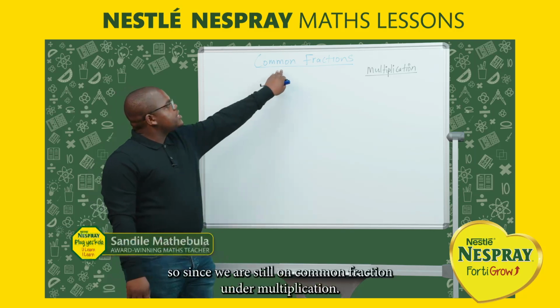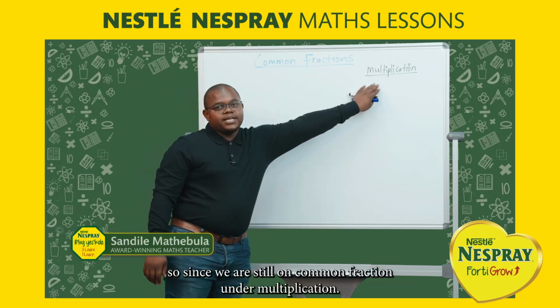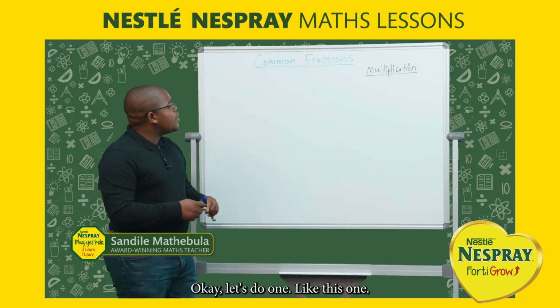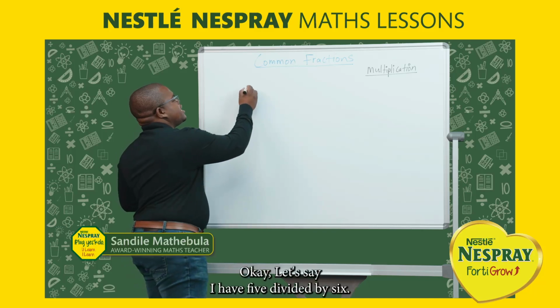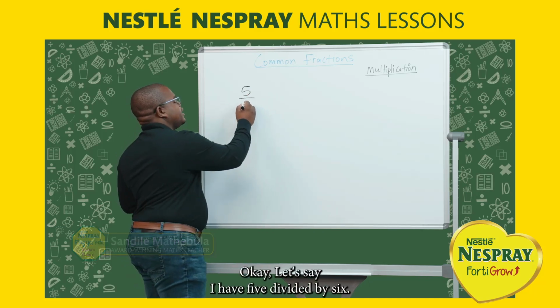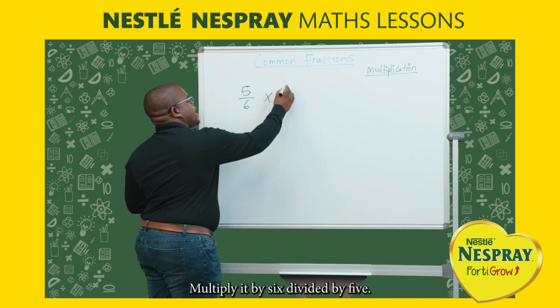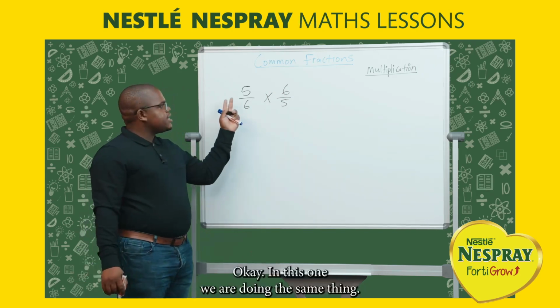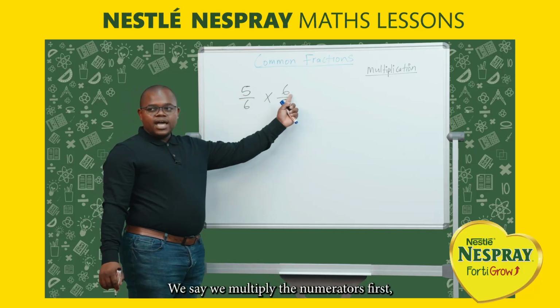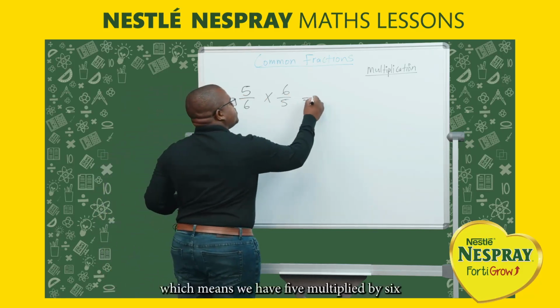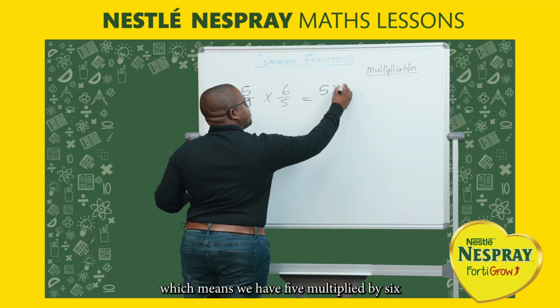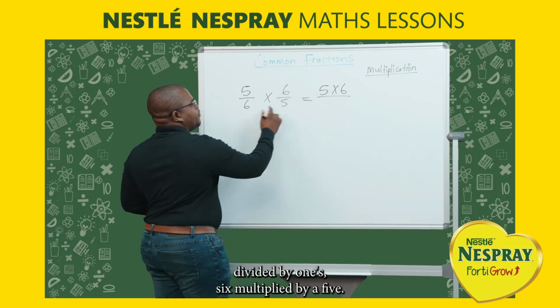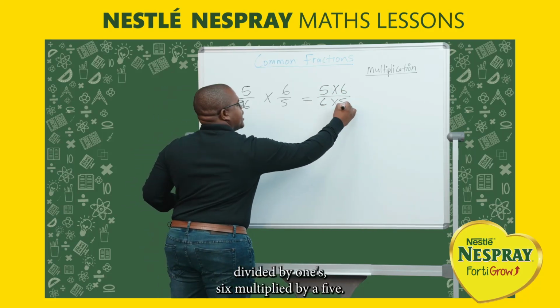Okay, so since we are still on common fractions and multiplication, let's do one like this. Let's say I have 5 divided by 6 multiplied by 6 divided by 5. In this one we are doing the same thing. We multiply the numerators first, which means we'll have 5 multiplied by 6, divided by what? 6 multiplied by 5.